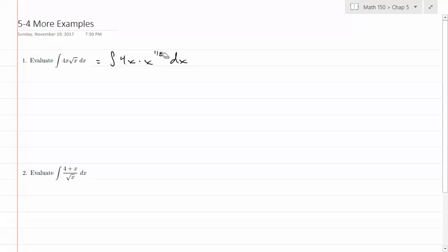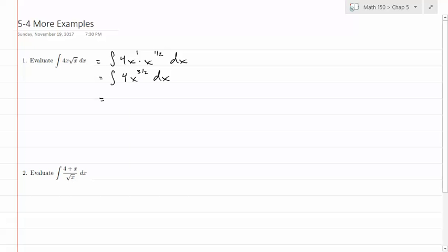Right, square root of x is the same as x to the 1/2. For that matter, x is the same as x to the first power. And when you write it like that, hopefully you recognize that the rule here is to add the exponents. So 1 plus 1/2 is 3/2. Okay, so really, doing the multiplication first, this is the integral of 4x to the 3/2.